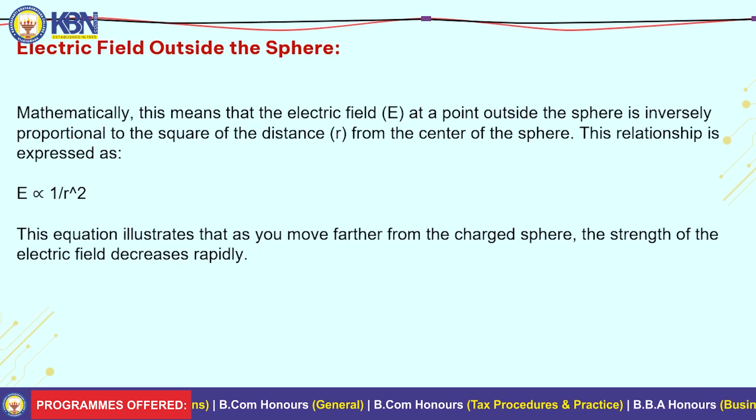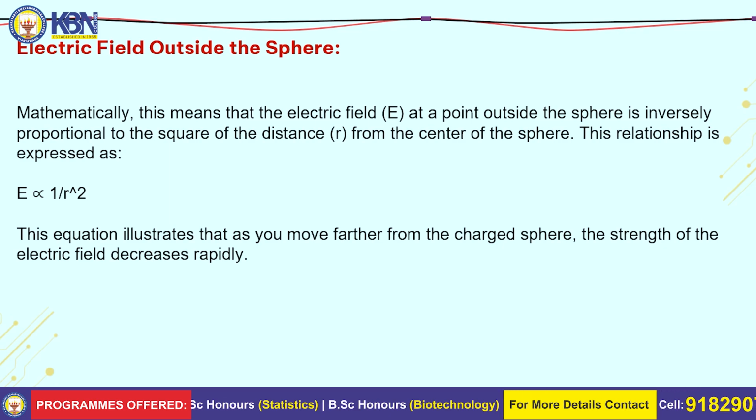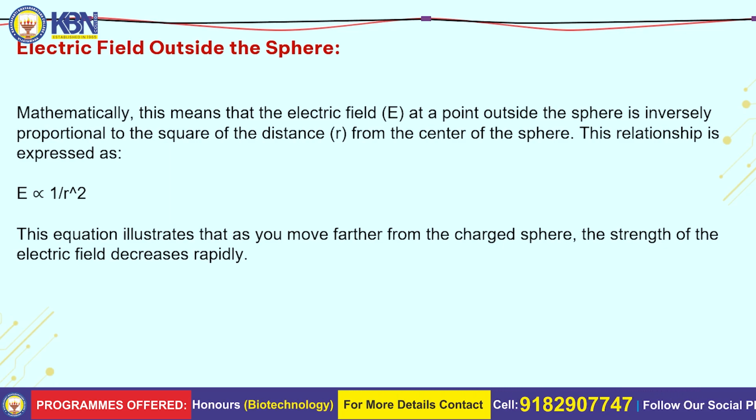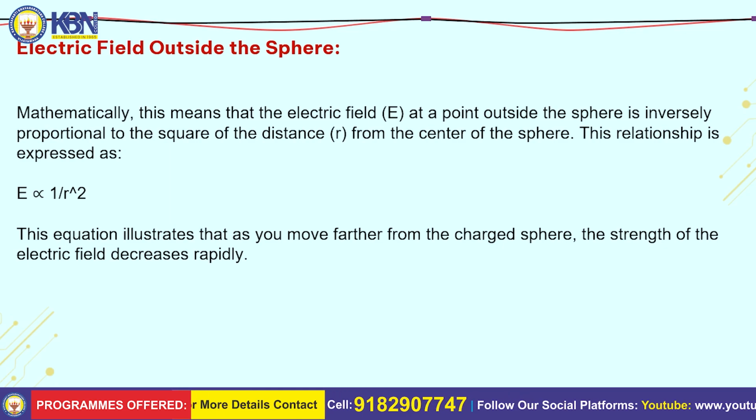Then coming to the equation for the electric field outside the sphere. Mathematically, we know that the electric field strength is inversely proportional to the square of the distance r, where r is the distance from the center of the sphere to the point where we are going to find the field. Let us focus on the electric field outside the charged conducting sphere. This concept is described by Gauss's law, which states that the electric field at a given distance is directly proportional to the net charge enclosed within the sphere of that radius.